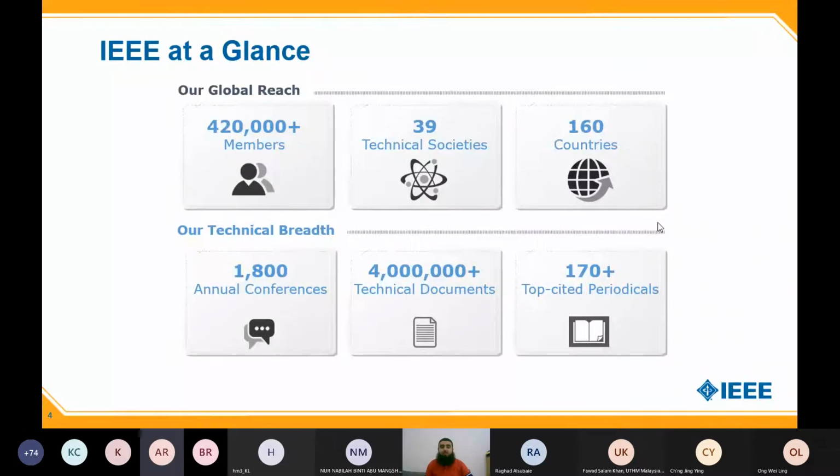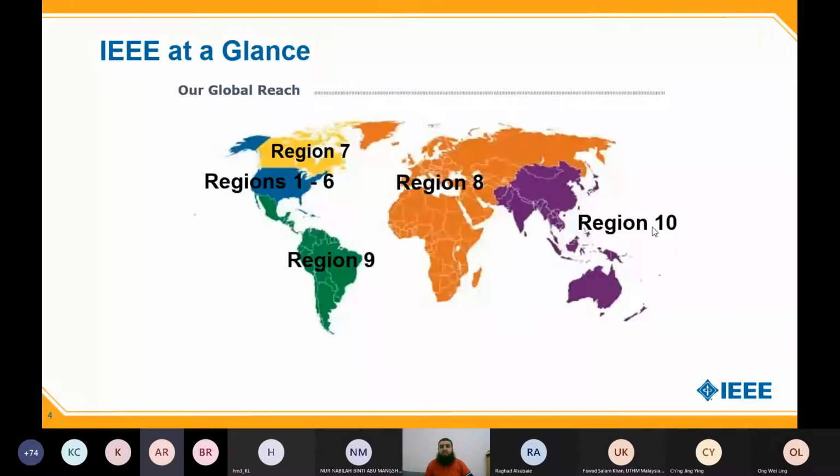So I believe all of you are researchers, so you are very well aware about it. The operation mechanism of IEEE in the whole world, as I mentioned, 160 countries and 420,000 members. They have divided their operations into different regions. Malaysia comes under Region 10, and if you are coming from any Asian country, you can see the purple color, mostly Asia, Australia, New Zealand, it comes under Region 10.